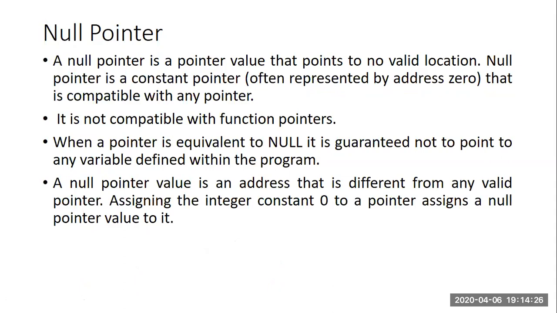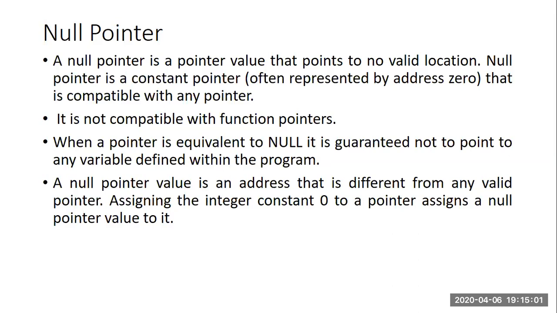Next topic is the null pointer. What is a null pointer? A null pointer is a pointer value that points to nothing. Better to say, a null pointer is a pointer value that points to no valid location. And a null pointer is a constant pointer that is compatible with any pointer type.